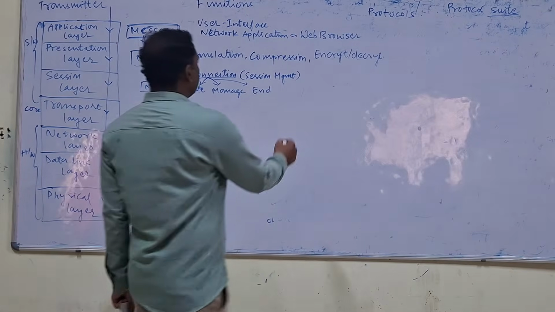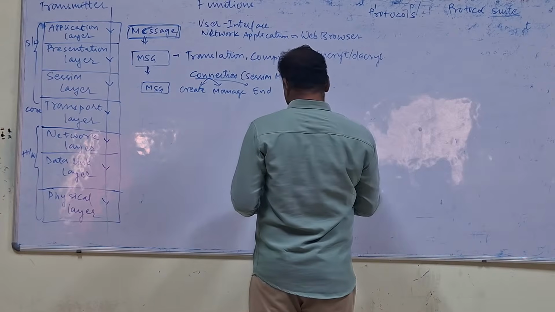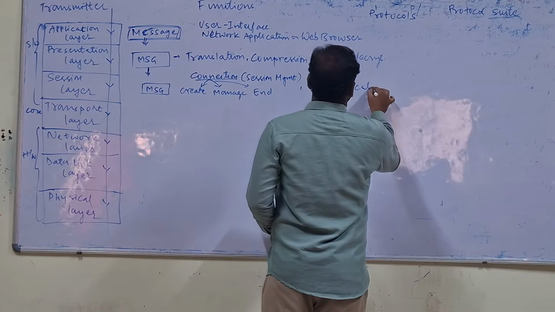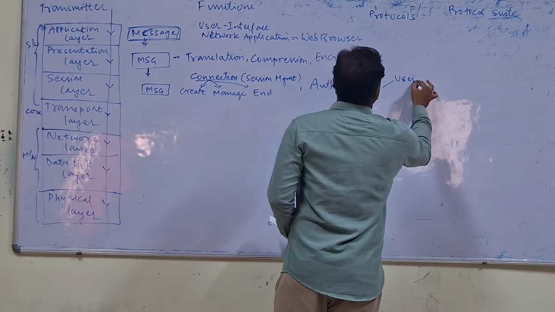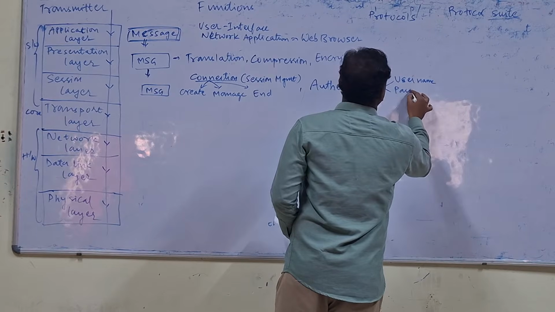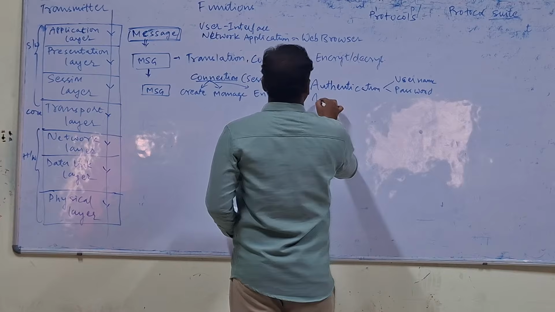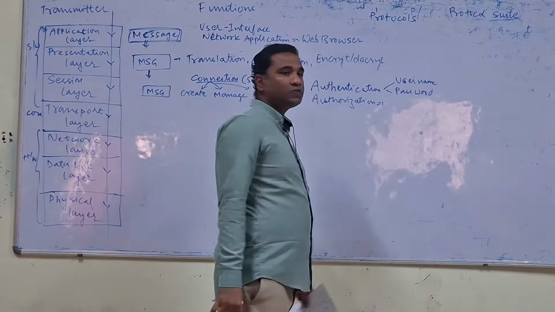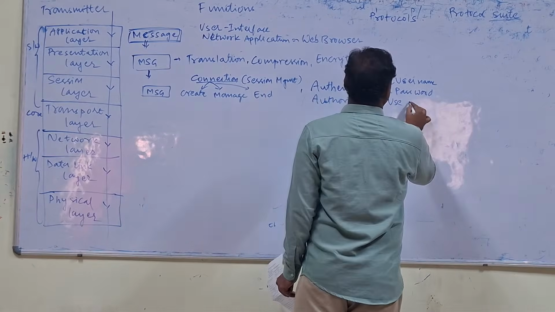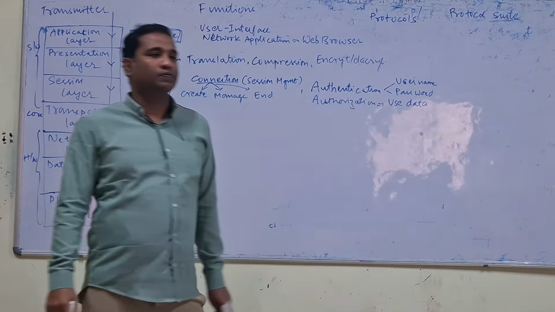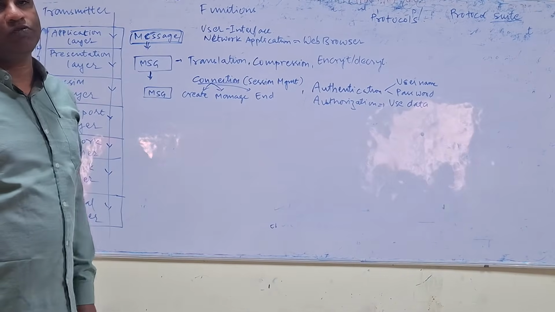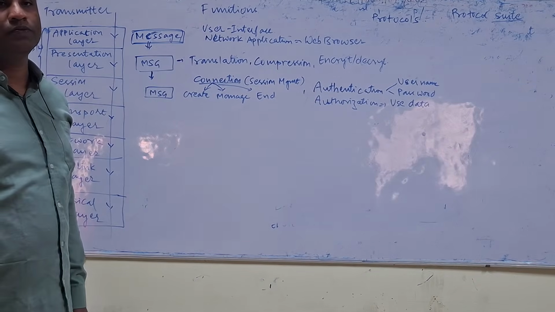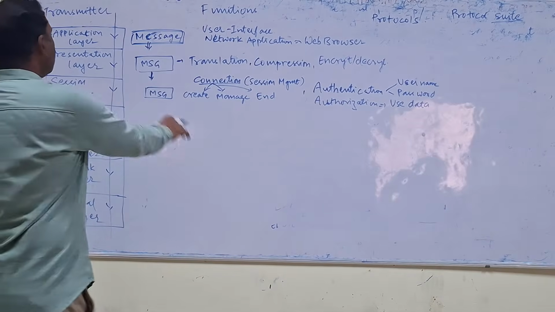Other than that, what happens? Authentication: username and password. Then authorization: are you permitted to use the data or not? For example, you access the RGKD website. You are able to access your own data, not other students' data. You are able to see your own results and your own attendance. All those things happen here.